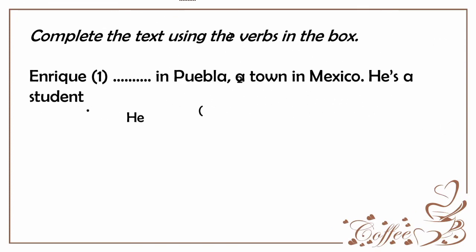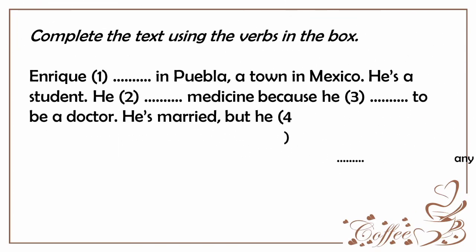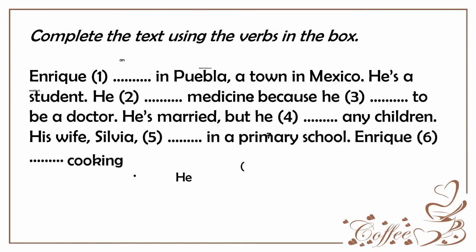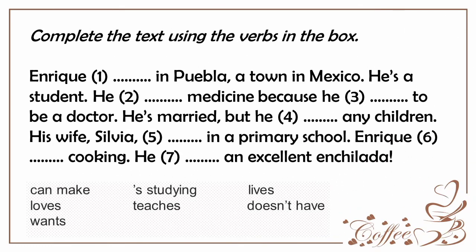Complete the text using the verbs in the box. Enrique 1. in Puebla, a town in Mexico. He's a student. He 2. medicine because he 3. to be a doctor. He's married, but he 4. any children. His wife, Sylvia, 5. in a primary school. Enrique 6. cooking. He 7. an excellent enchilada. Now, please pause the video to answer the questions.